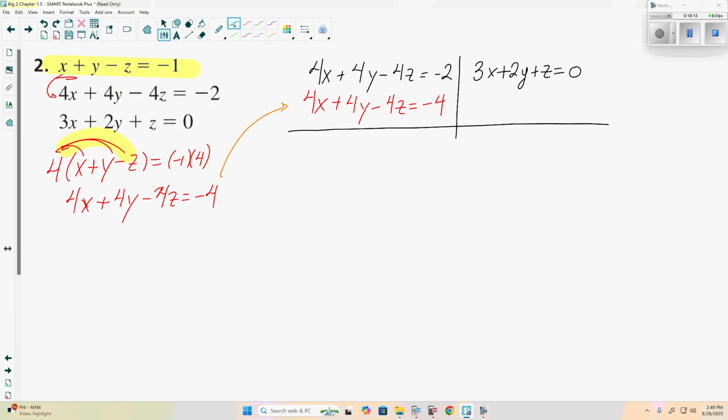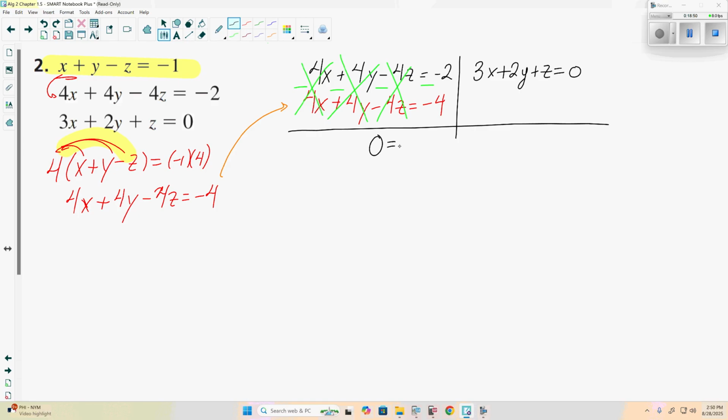Now the question is if we're going to add or subtract. 4x plus 4x is 8x, yes? Is that what we wanted? No, we wanted it to be 0 because that's the one we're eliminating, yes? So 4x minus 4x is indeed 0, so we're going to subtract all the way across. 4y minus 4y. Negative 4z minus negative 4z. 0. So that entire left side of the equation is 0.